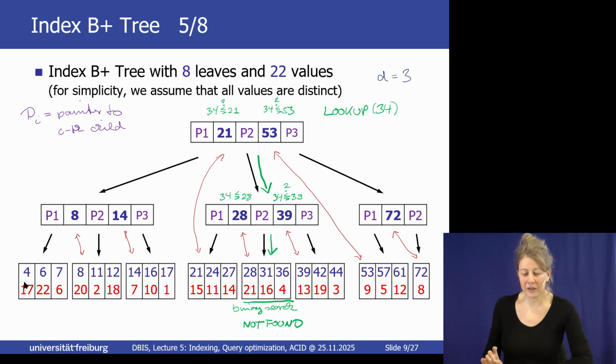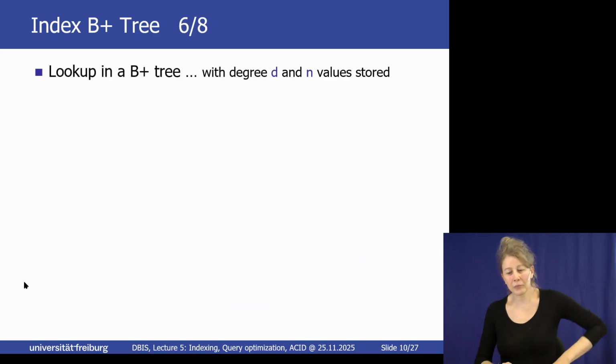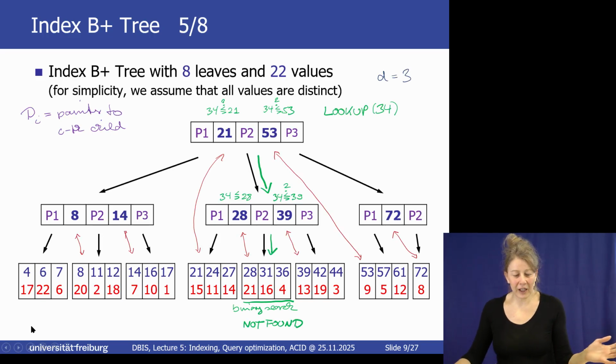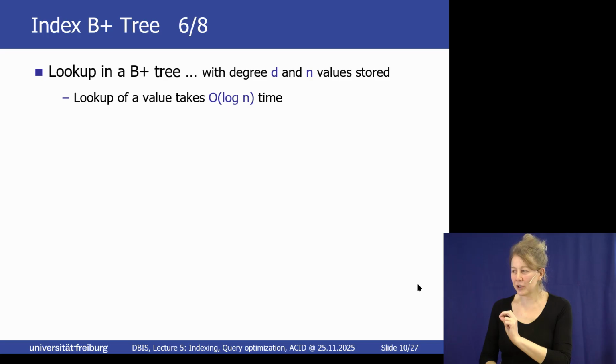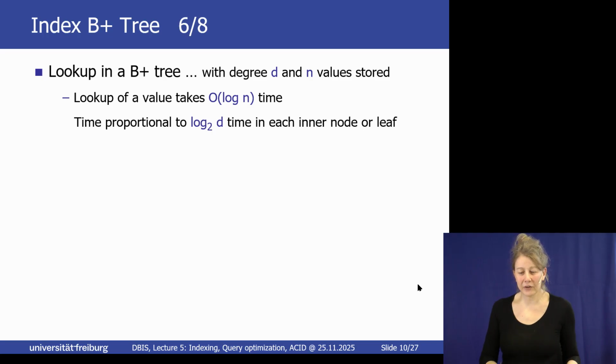Actually, the next slide, or the one after that, is about the complexity, so I will reply to that. And it's actually this slide. So we are still at B plus tree, degree D, n. So n in this case is 22, the number of things which are stored. And I say, and this is exactly the question in the chat, this takes log n time. Why does it take log n time?